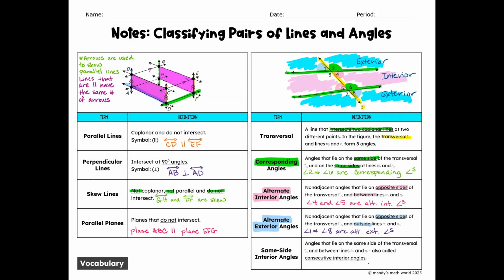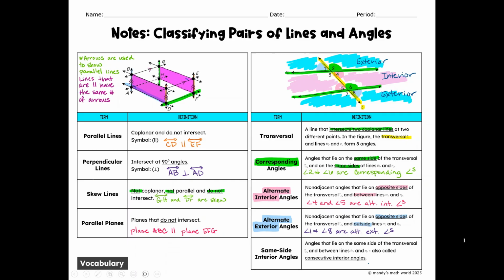Angle 1 and angle 8 are alternate exterior angles. Those are on opposite sides of the transversal and they're on the outside of lines M and N. Another set would be what? Angle 2 and angle 7. Those are also alternate exterior angles.